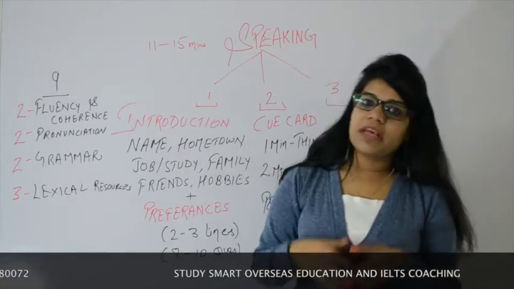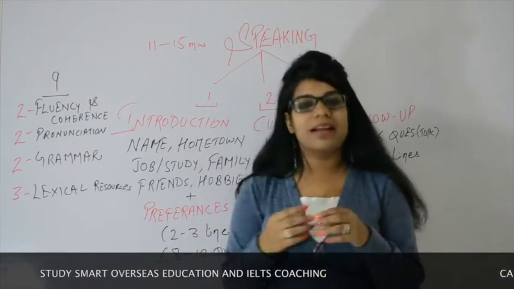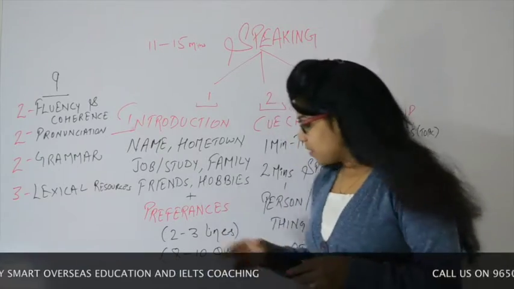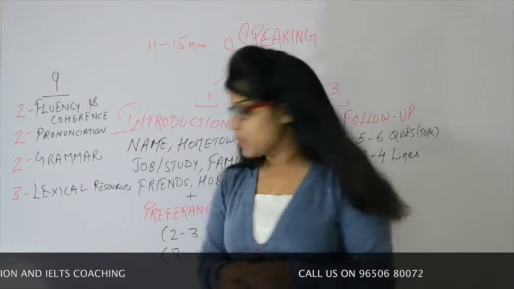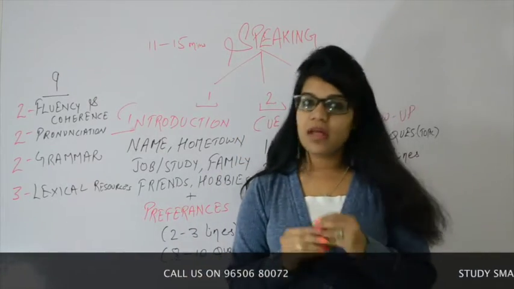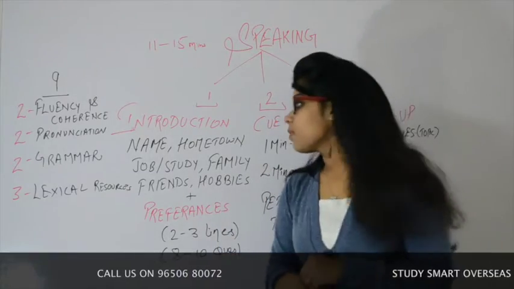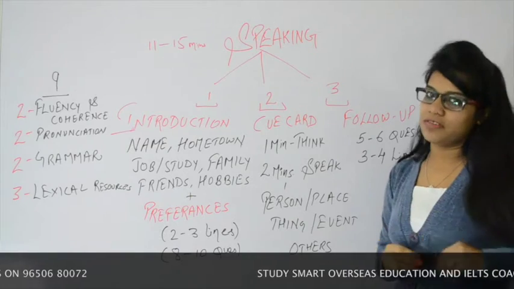You cannot speak in 1 word or 2 words. You have to speak a proper sentence and elaborate it a bit. That means 2 to 3 lines should be spoken for each and every question. The examiner would be asking somewhere around 8 to 10 questions pertaining to this particular section. After this comes the cue card section, which is the most important section.